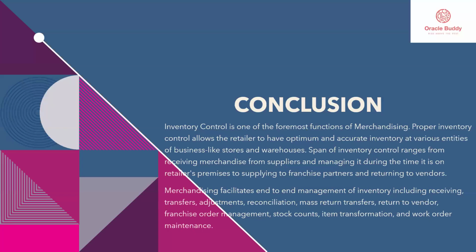Next, let's go to the conclusion. Inventory control is one of the foremost functions of merchandising. Proper inventory control allows the retailer to have optimum, accurate inventory at the various entities of business like stores and warehouses. The span of inventory control ranges from receiving merchandise from the supplier and managing it during the time on retailer premises, to supplying to franchise partners and returning to vendors. Merchandising facilitates end-to-end management of inventory including receiving, transfer, adjustment, reconciliation, mass return transfer, return to vendor, franchise order management, stock count, item transformation, and work order maintenance.